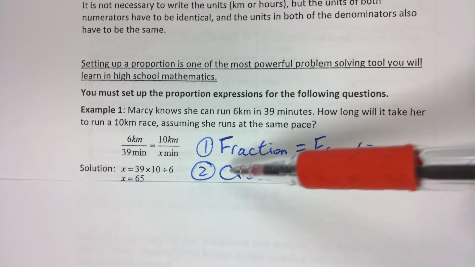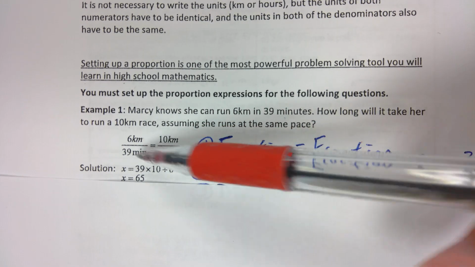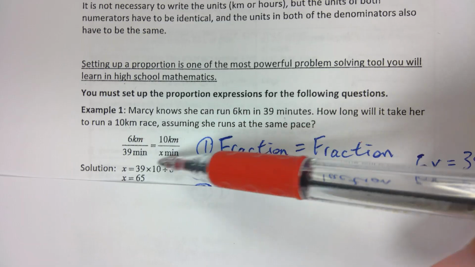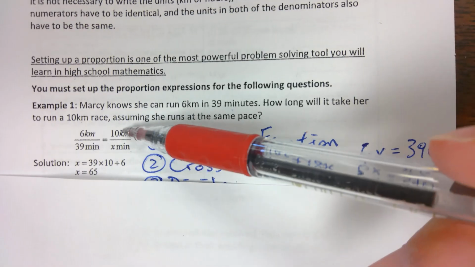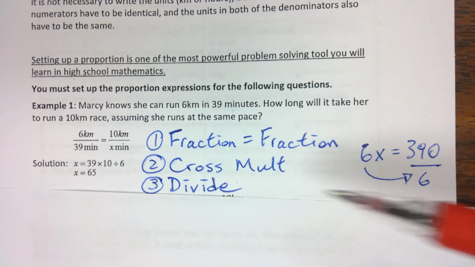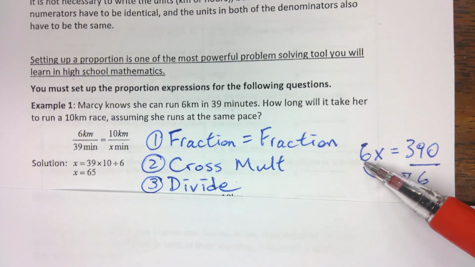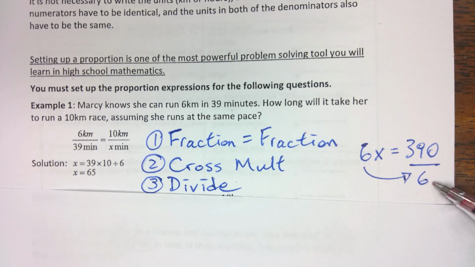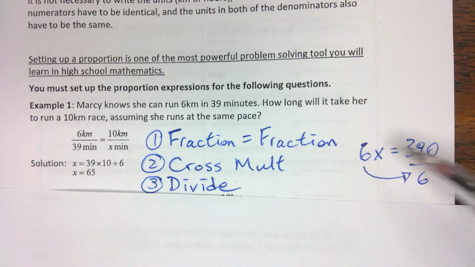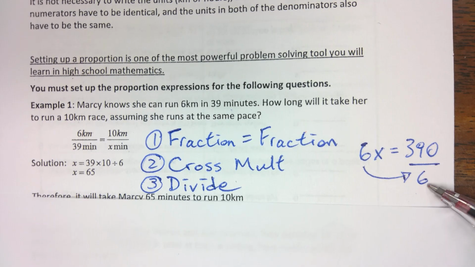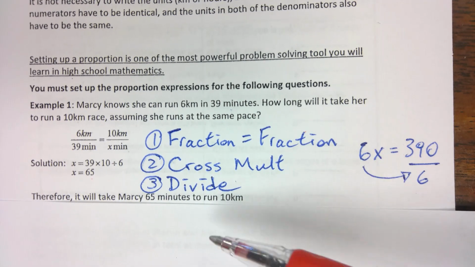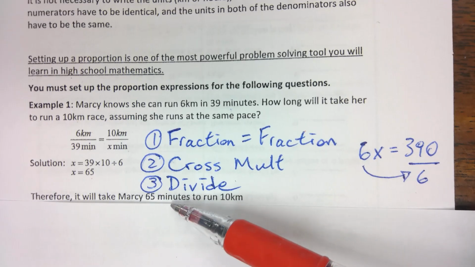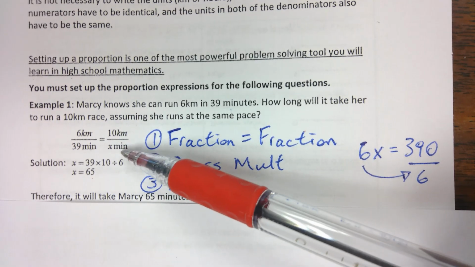Second step is simply cross multiply. So cross multiply, meaning multiply across like this. So 6 times x is 6x, and then equal 39 times 10 is 390. And then your third step is just to divide. So the number in front of the x, you're going to divide that. That number goes to the bottom. Okay, so it's not 6 divided by 390, but 390 divided by 6. And when you do that, you get 65. Okay, and 65 what? 65 kilometers, 65 minutes, because your unknown was on the bottom, which is minutes.